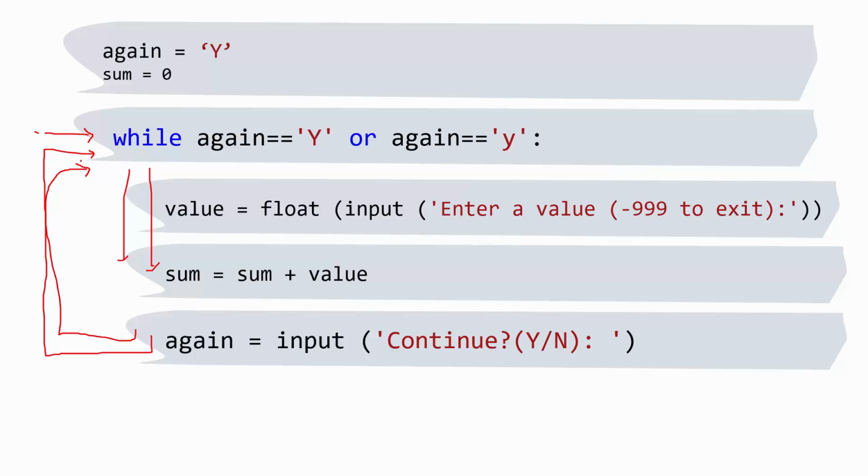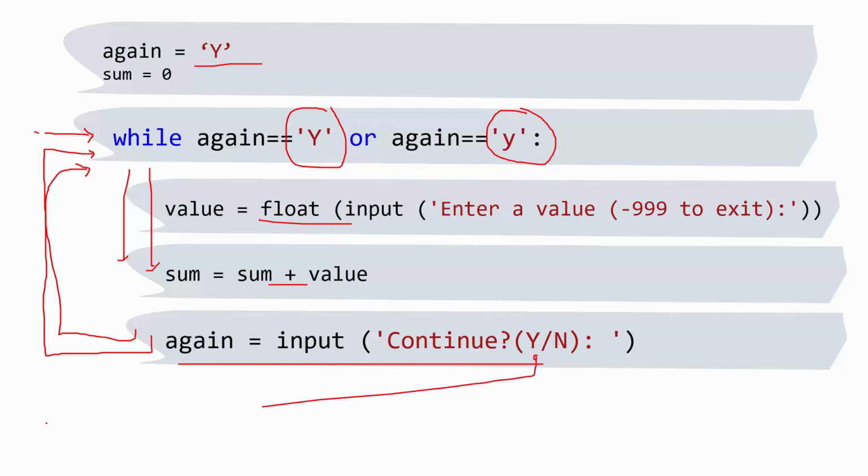But in general, the idea here, you set a value again to y. The loop continues as long as again is equal to small or capital Y. Take one value, process it, ask the question again. If the user inputs y again, then the loop continues. If the user inputs any other thing, the loop stops. Let's see this in the code.